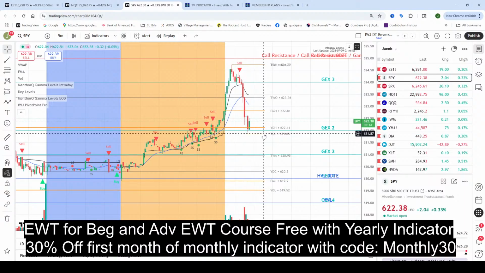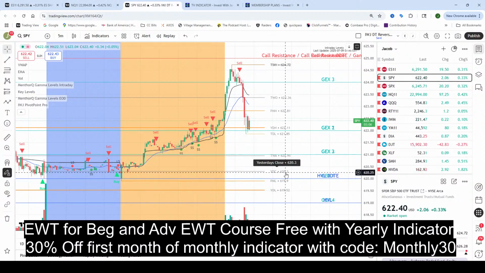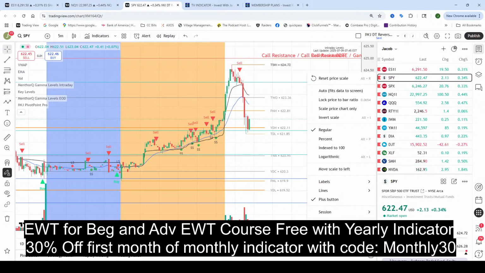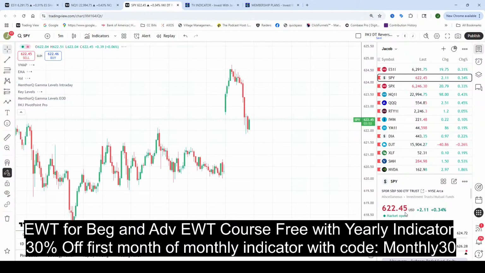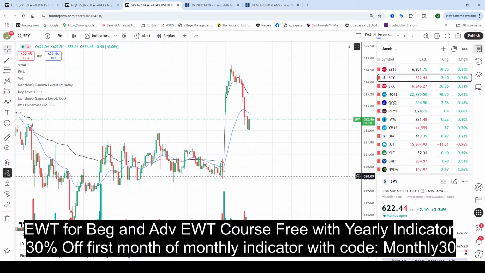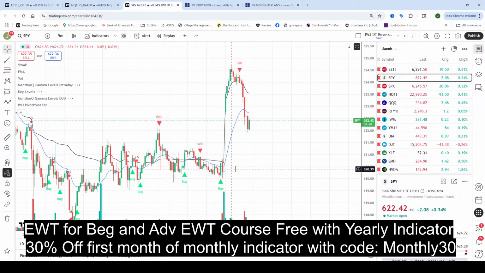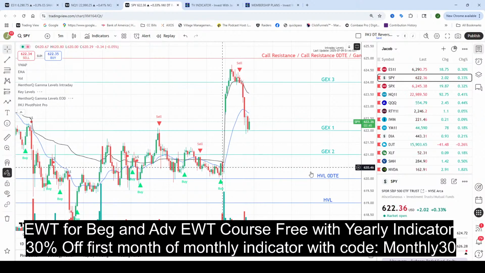We closed the gap on the SPY and are testing yesterday's high. We did not close the gap on the SPY. Yesterday's close is 620.3. That would be where the gap is. You can see that the gap's down here. So the gap is not closed.